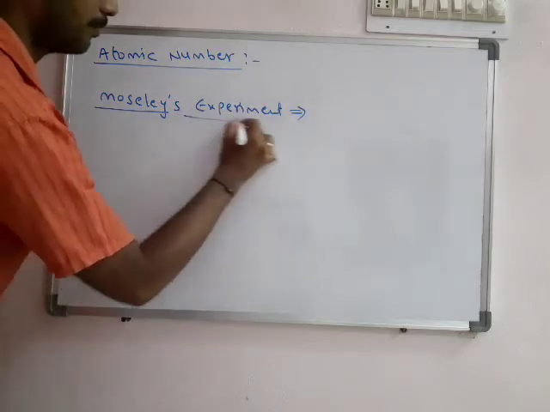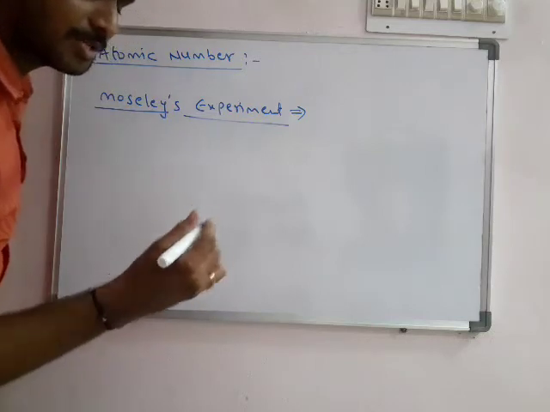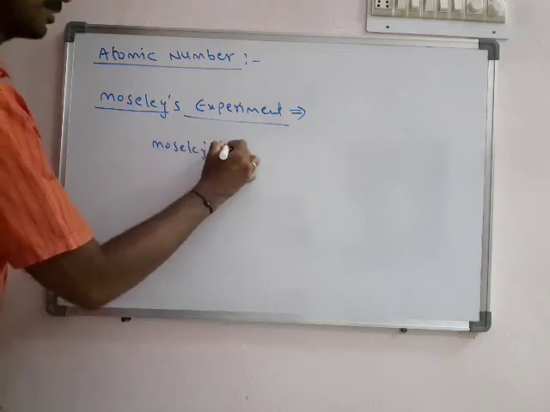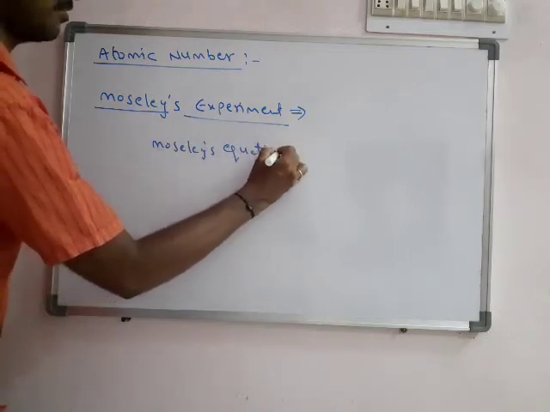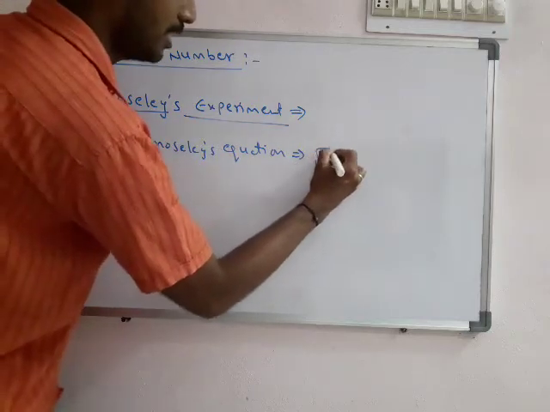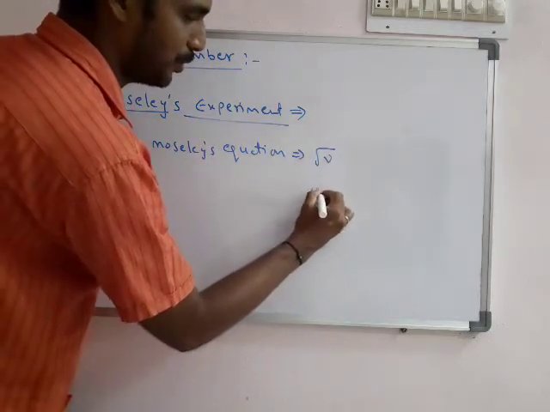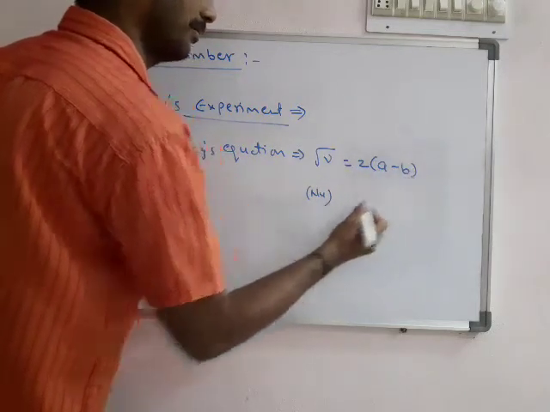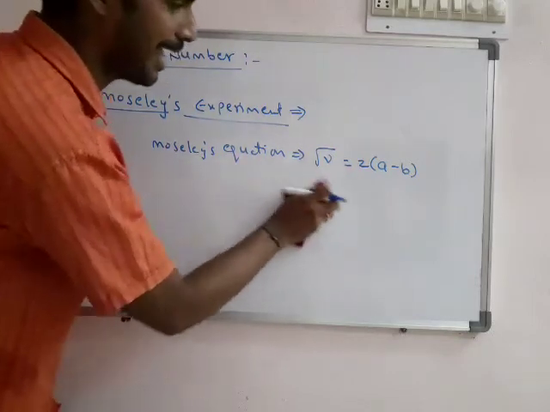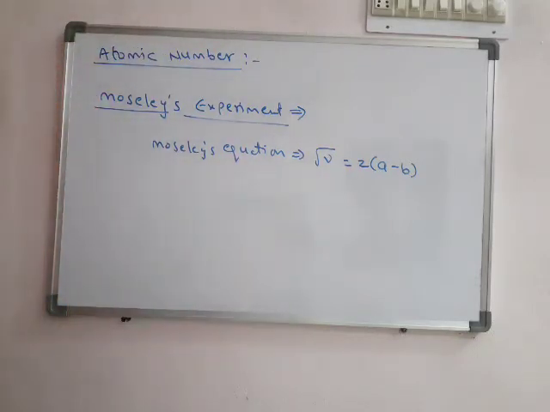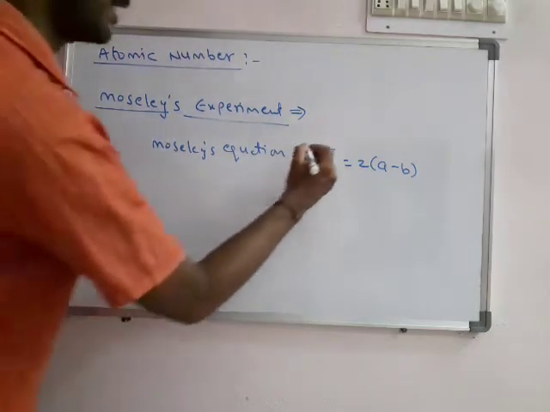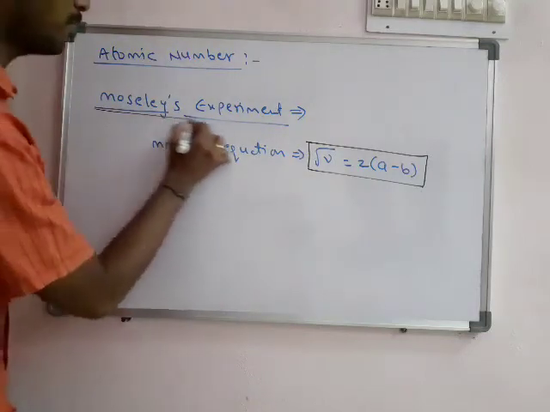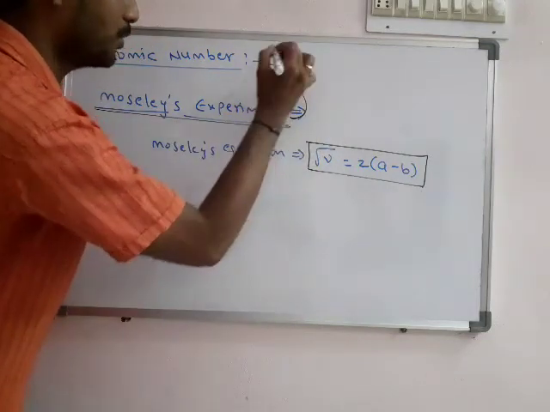In this experiment he also gave one equation, known as Moseley's equation. So what is Moseley's equation? Root nu, where this is nu, is equal to Z into (a minus b). This is known as Moseley's equation and it is a very important equation, given by Moseley based on his experiment, which led to a new concept, that is atomic number.